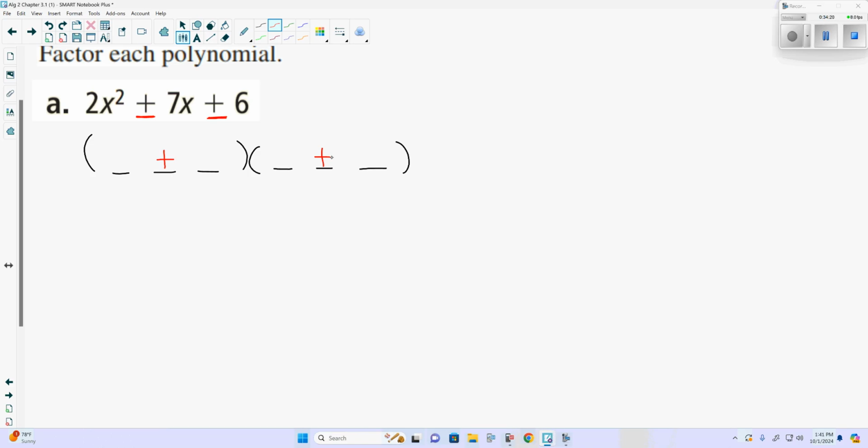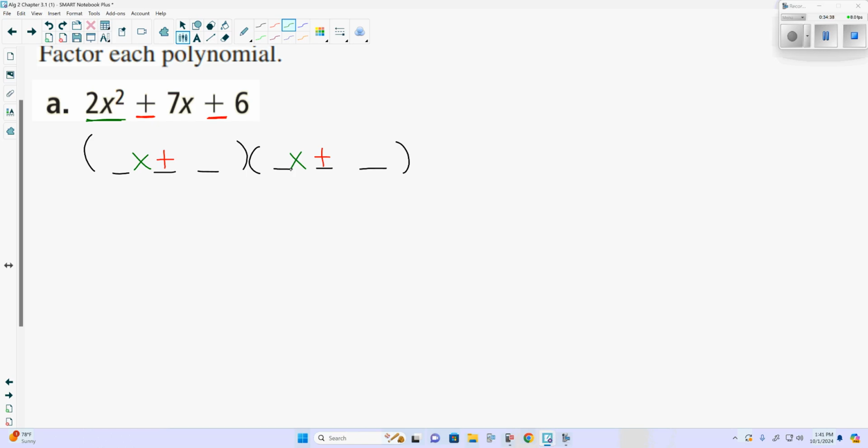Questions on this so far? Factors of the first and third term. So we can look at the first term first. We're looking at the factors of 2x squared. Well, the x squared we know is going to be what? X and x. We can go and plug it in.